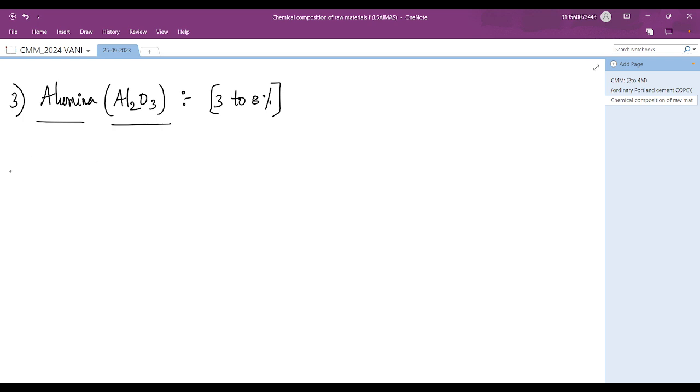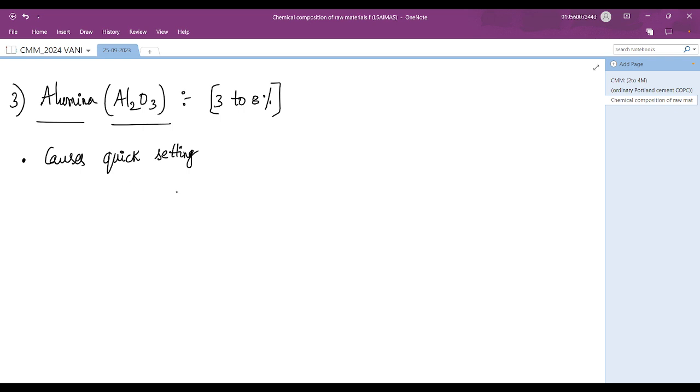Alumina induces quick setting, or imparts quick setting, or causes quick setting. If more alumina is present, then less time is required to lose that plasticity. It causes quick setting.